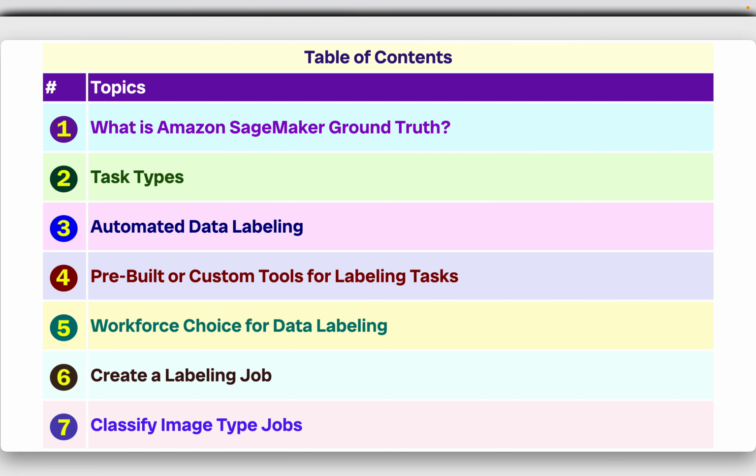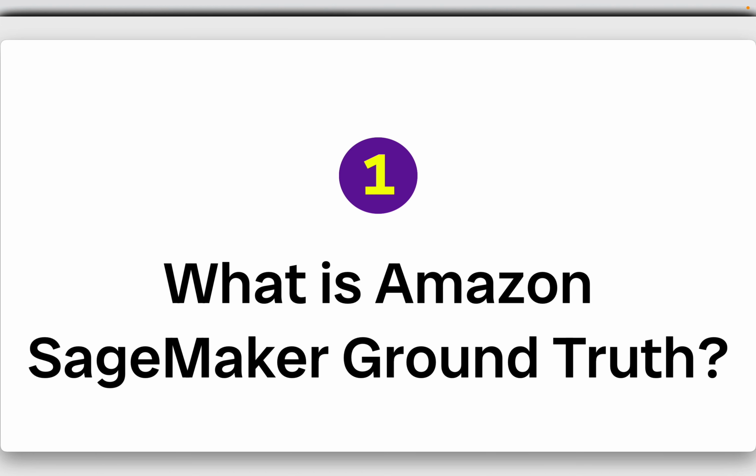So this lecture will contain all these topics. What is Amazon SageMaker Ground Truth? Task types, automated data labeling, pre-built or custom tools for labeling tasks, workforce choice for data labeling, creating a labeling job, classify image type jobs. So the first topic is what is Amazon SageMaker Ground Truth?